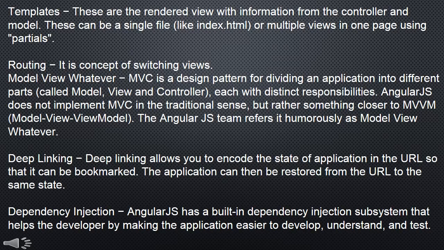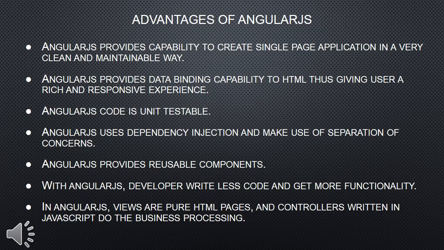Deep linking: deep linking allows you to encode the state of the application in the URL so that it can be bookmarked. The application can then be restored from the URL to the same state. Dependency injection: AngularJS has a built-in dependency injection subsystem that helps the developer by making the application easier to develop, understand, and test.